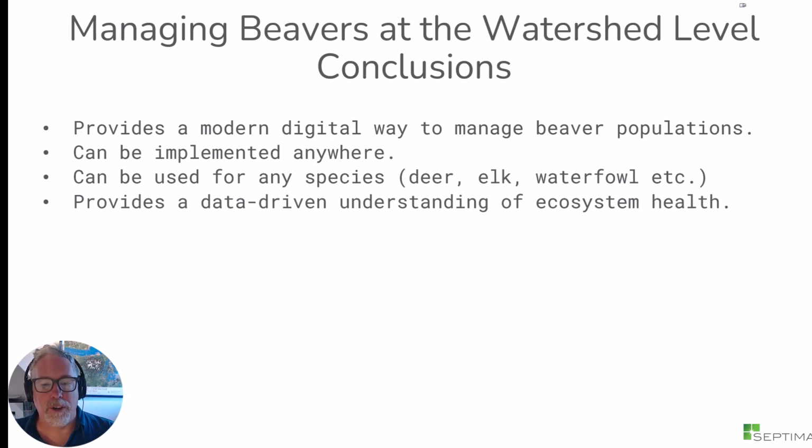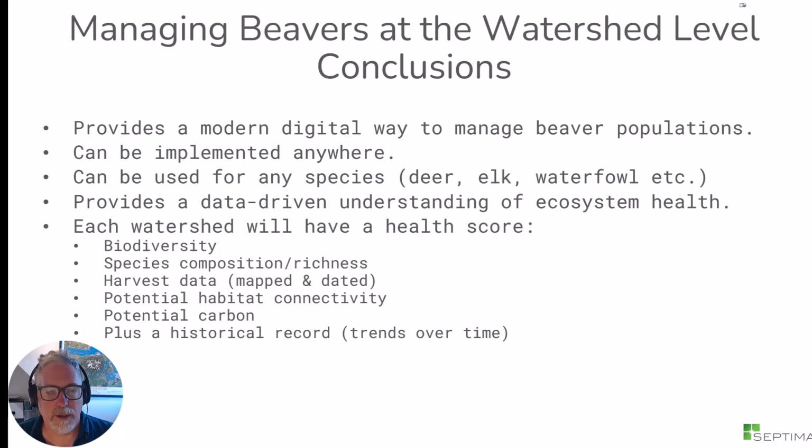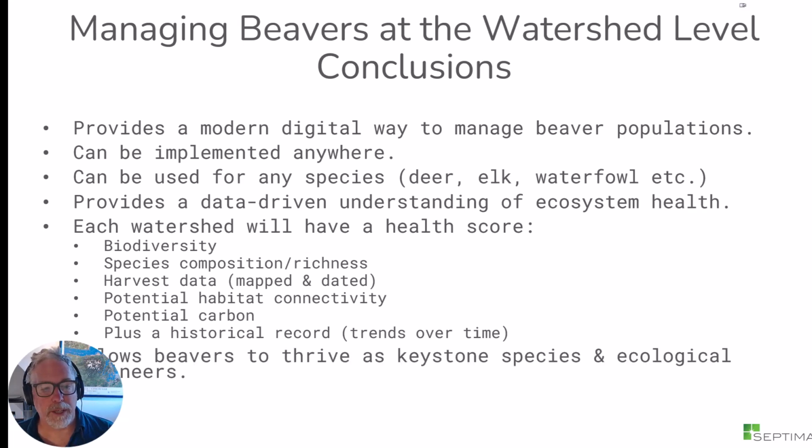So instead of just being in the dark ages, you can have actual real data on what you're managing. Each watershed will have a health score. This can include things such as biodiversity, species composition or richness. The harvest data can be mapped and dated. Potential habitat connectivity, potential carbon, plus a historical record, which includes trends over time. All of this allows beavers to thrive as keystone species and ecological engineers because they can be managed in a sustainable way with a data-driven approach.